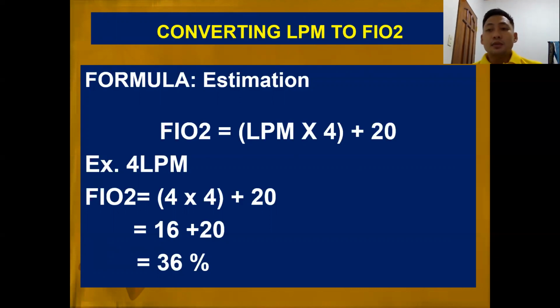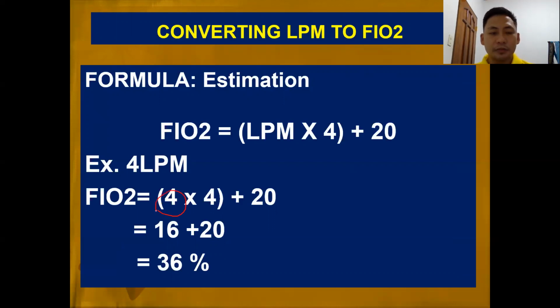Okay. Where did we get this 4? It is estimated that a 1 liter per minute increase in the regulation has a 4% increase in FiO2. So dyan kinuha yung 4. So for example, the doctor ordered 4 liters per minute. What is the equivalent percentage of 4 liters per minute in terms of fraction of inspired oxygen? So 4 is the 4 liters per minute.